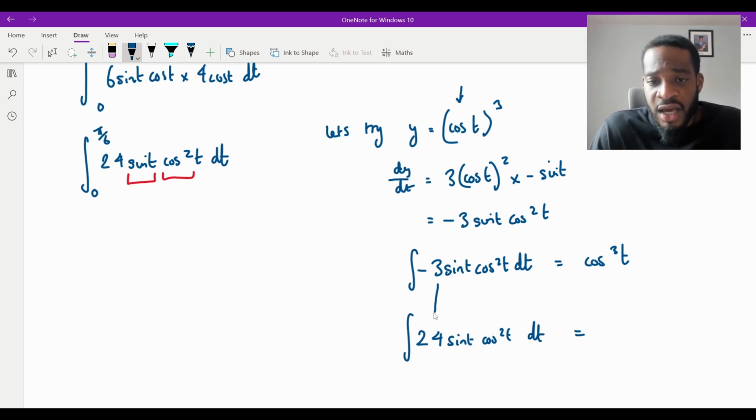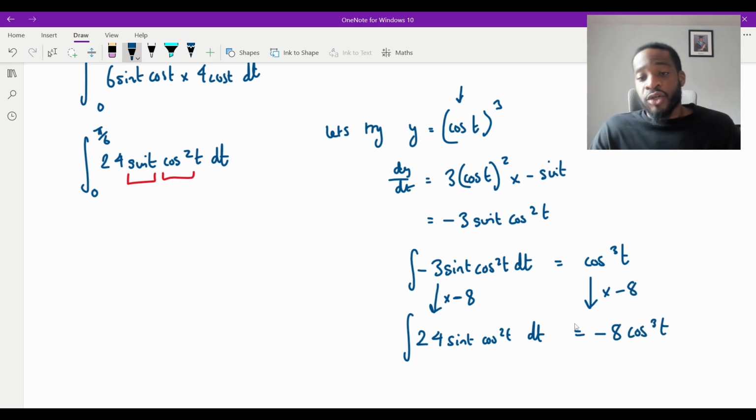How do I go from there to there? Well, firstly, it's become positive, so I need to times by a -1, right? How many 3's go into 24? 8. So to go from this integral, we times by -8 to get to the one we need, which would mean, because it's an equation, I have to times this by -8 as well. So therefore, the integral is going to be -8 cos cubed t. And that is how the reverse chain rule works.